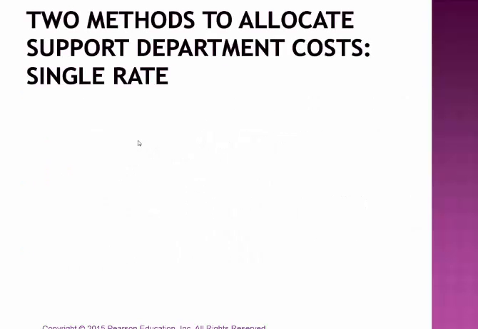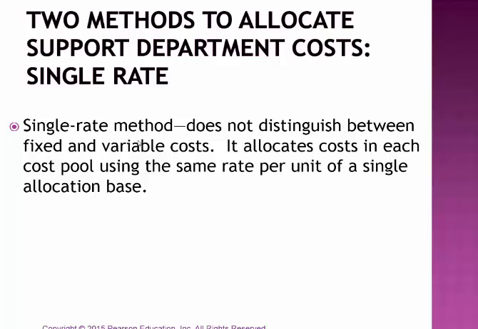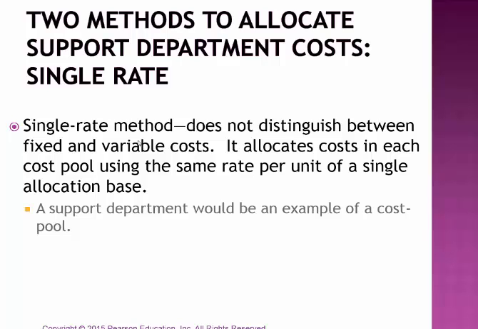All right, so let's take a look first at what's called the single rate. It's fairly easy. The single rate method does not distinguish between fixed cost and variable cost. We literally lump the two together, and then we allocate the cost in that cost pool, or where those two costs have been gathered, and use the same rate per unit of the allocation base. A support department would be an example of a cost pool. Okay, so we're going to get all of the fixed cost of that support department and all of its variable costs that we feel are going to get utilized during the period. We're going to add those two numbers together.